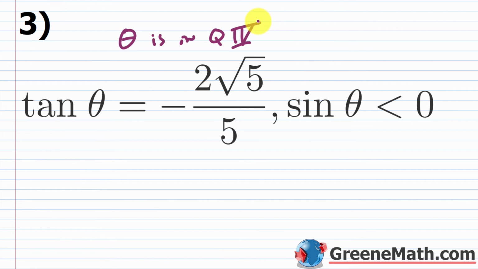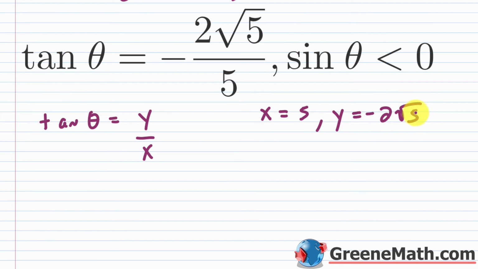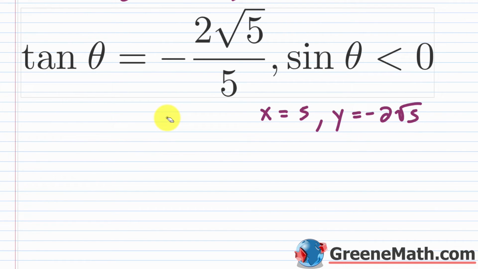Okay, so we're given that the tangent of theta is equal to the negative of 2 times square root of 5 over 5. We know the tangent of theta is y over x. In this particular case, I know that the y values have to be negative and the x values have to be positive. So let's go ahead and say that x is going to be positive 5 and that y is going to be negative 2 times square root of 5. Okay, so I just need to get my r value going.